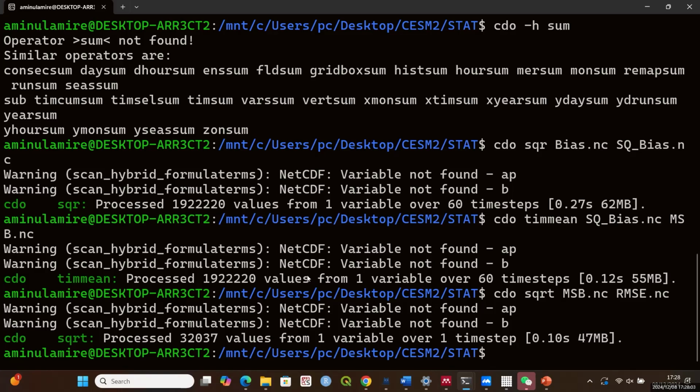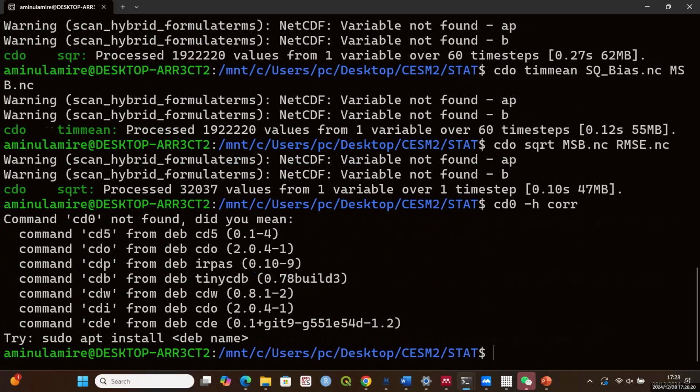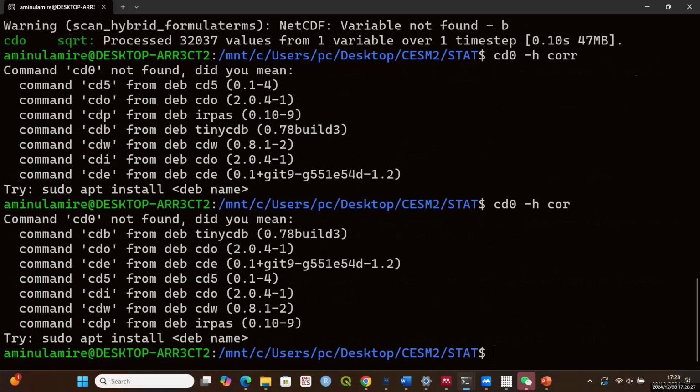Okay, so let's try to do it in CDO. To do correlation in CDO, first of all, we can check. I'm sorry, some computers are failing to check. You can just type core. It doesn't give the command. I think it's a single R.